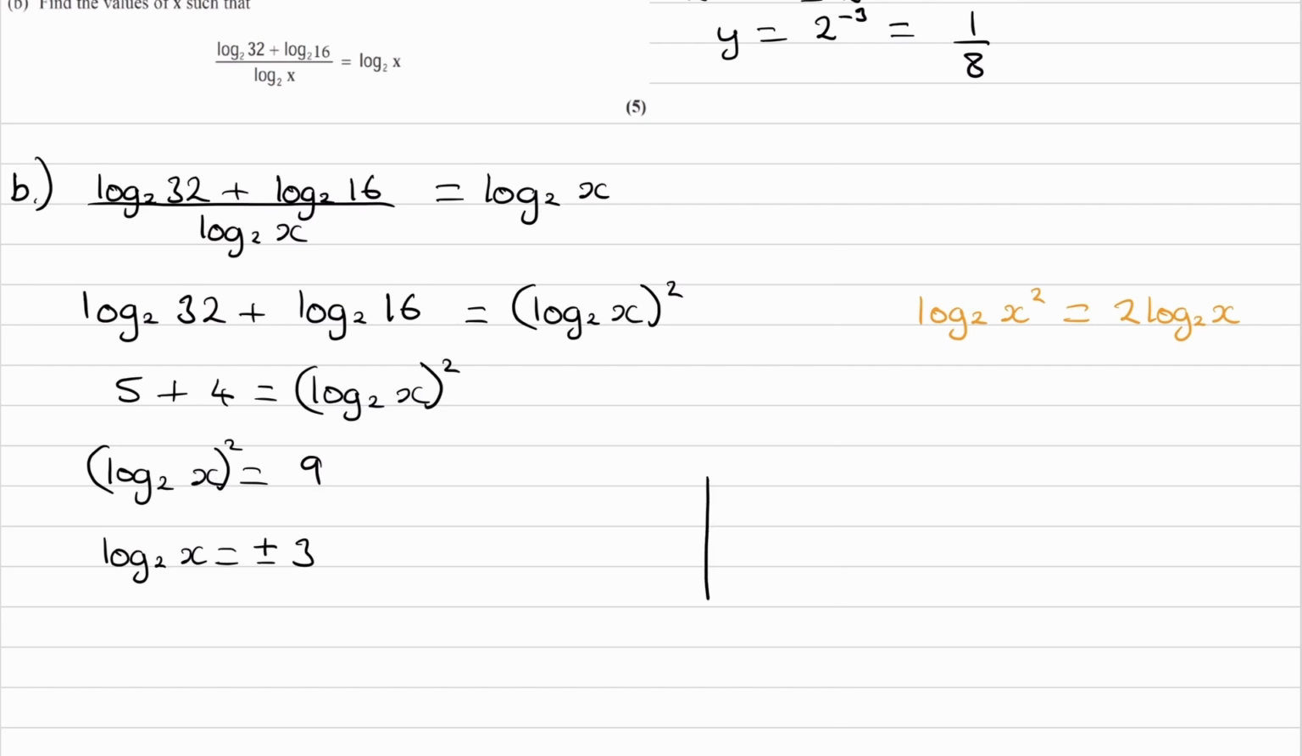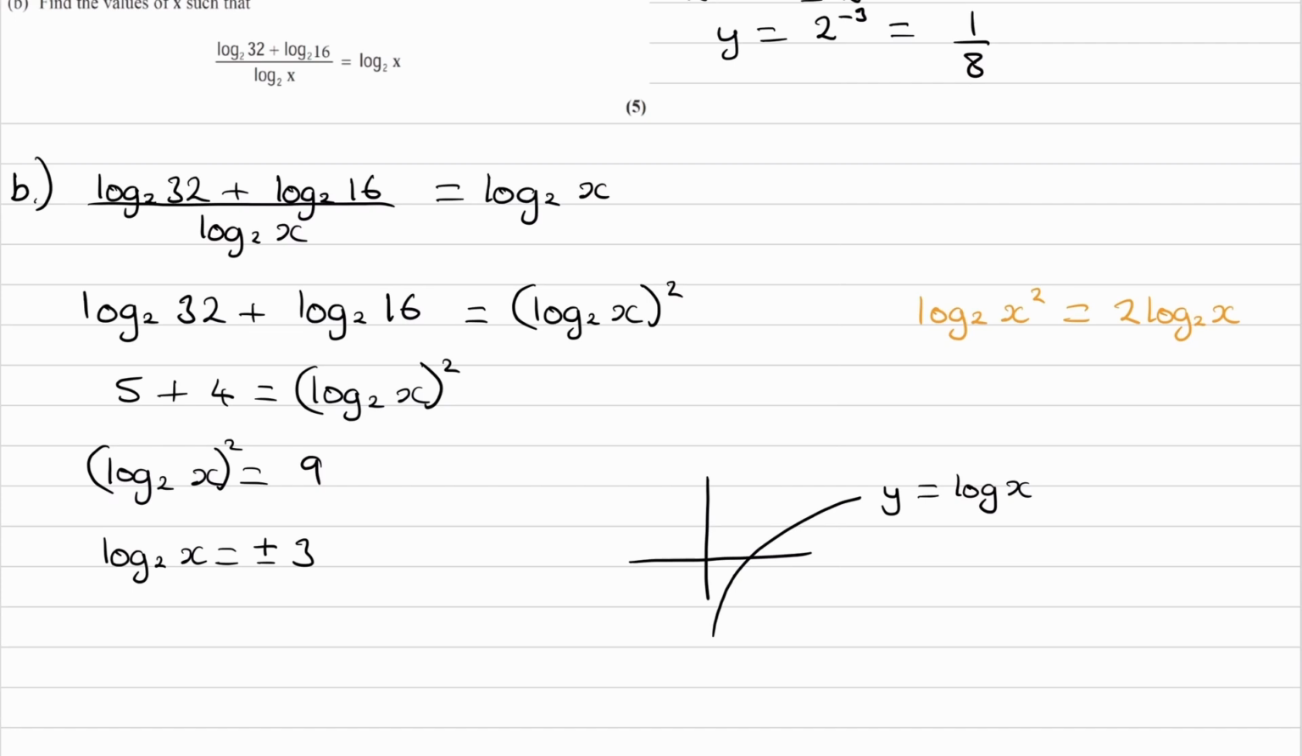If you think about the graph, a log graph looks like this. So this would be y is equal to log x. That can be negative, so the y values can be negative. So minus 3 is okay. So we do have to consider that as well when doing the next part of this question.